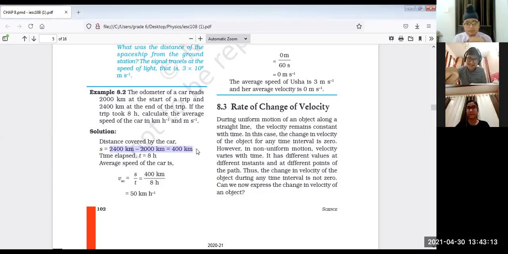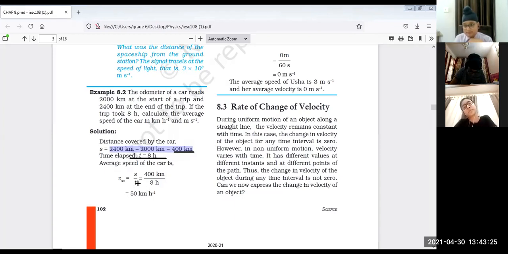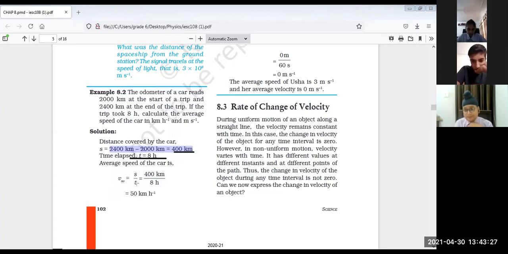2400 minus 2000 gives you 400. So you have found the distance. Time is given to you, 8 hours. How can you find the average velocity? Total distance, total time. Total distance means whatever distances you have, add them. Here whatever distances are not given, only one distance is there, that is 400 kilometers. So 400 divided by 8, you get the answer as 50 kilometer per hour. Is this clear?